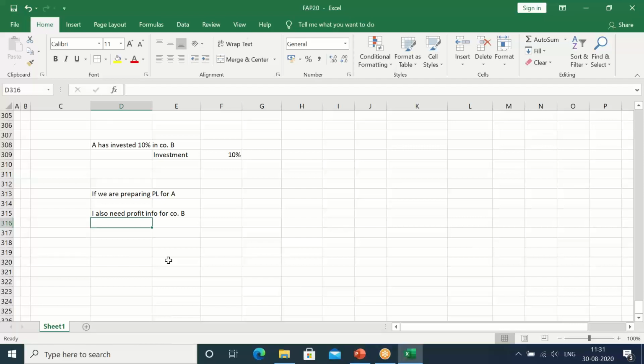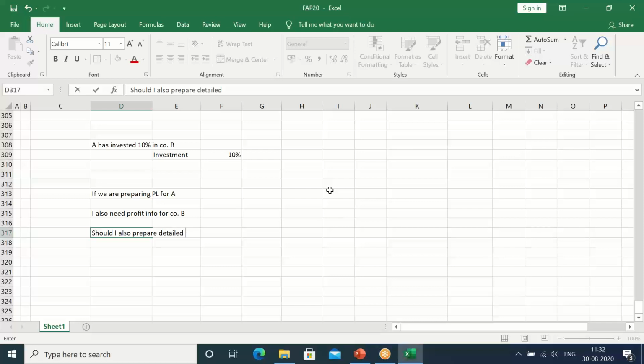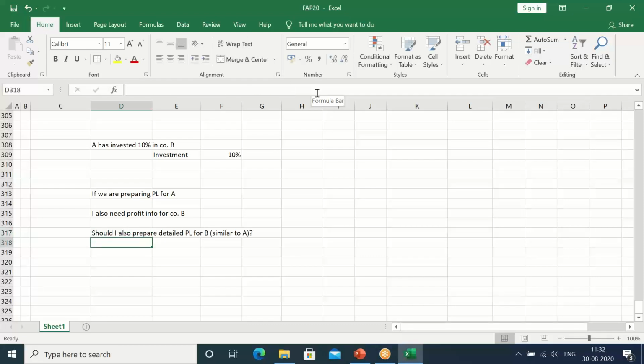Hence, now the question is, should I also prepare a detailed P&L for B, similar to A? That's the question. So this is a problem, correct? Now rather than preparing for A, you will prepare for B as well. And what if B also has some investment in company C? Where do you stop? Has everybody understood what's the problem here?